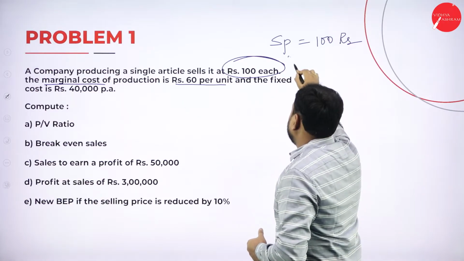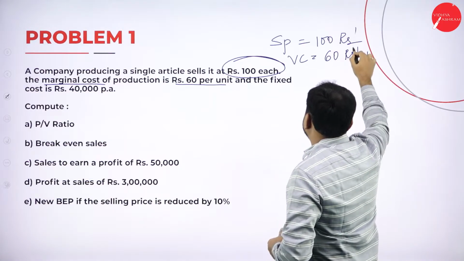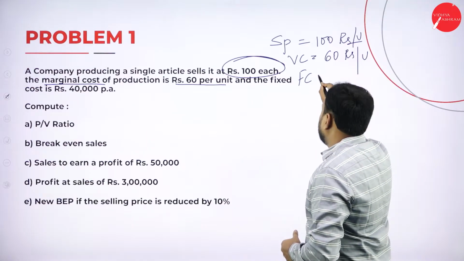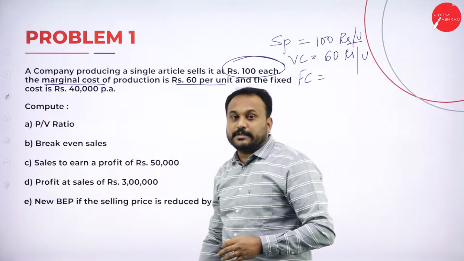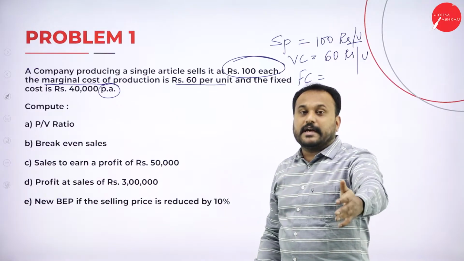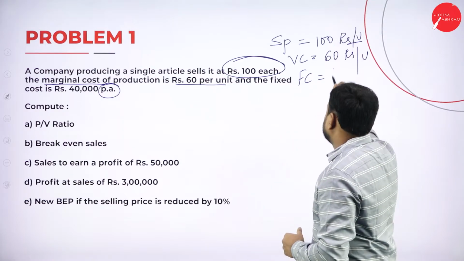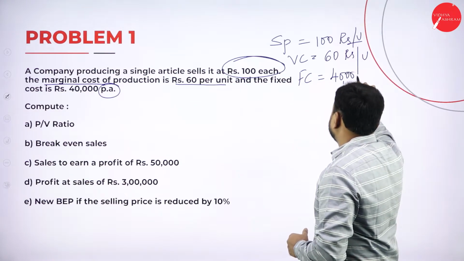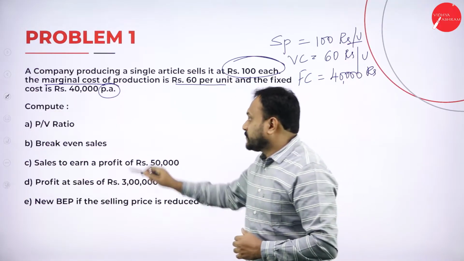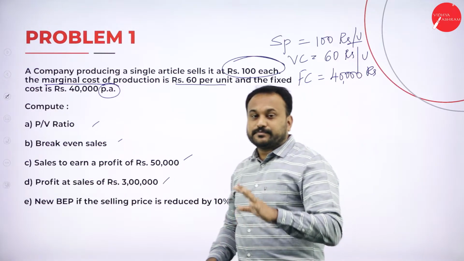That means here, variable cost is how much? 60 rupees per unit. Here also per unit. And the fixed cost, now we have what? Fixed cost is equal to 40,000 rupees PA. That means per annum. That is for one entire year we are actually giving 40,000 rupees as fixed cost. So fixed cost is how much? 40,000 rupees. Chalo, done. So we are supposed to calculate all this: PV ratio, BEP, sales, profit, new BEP. Let's go with one by one.